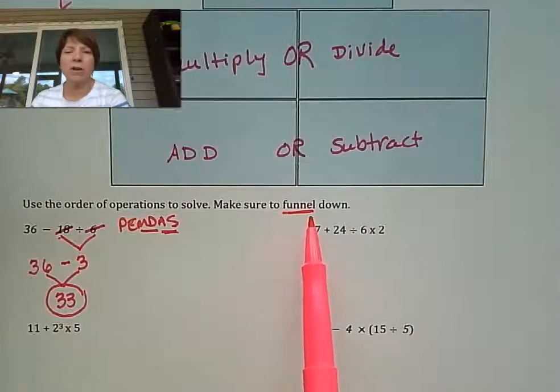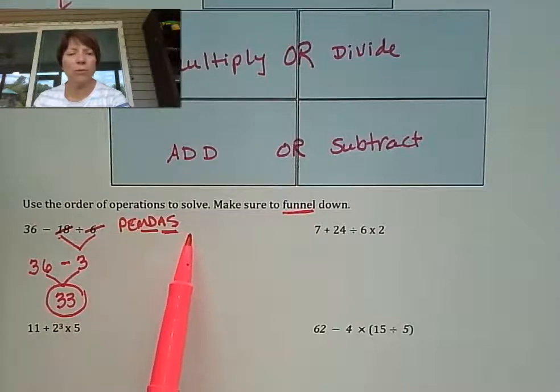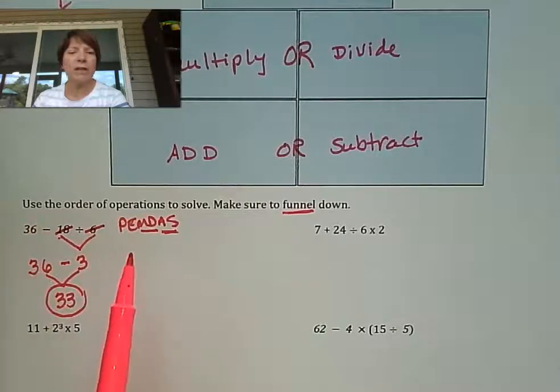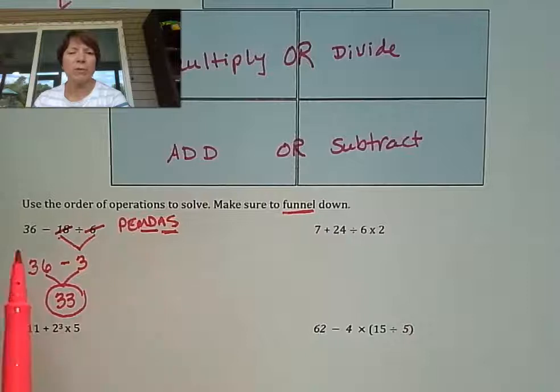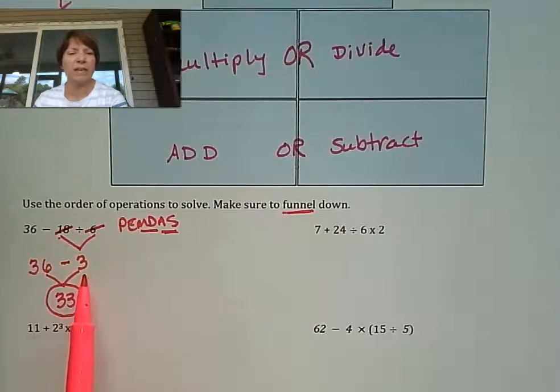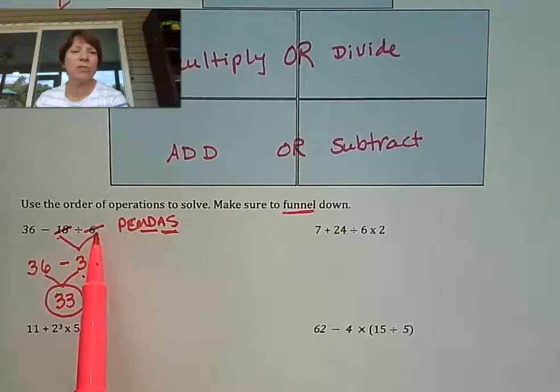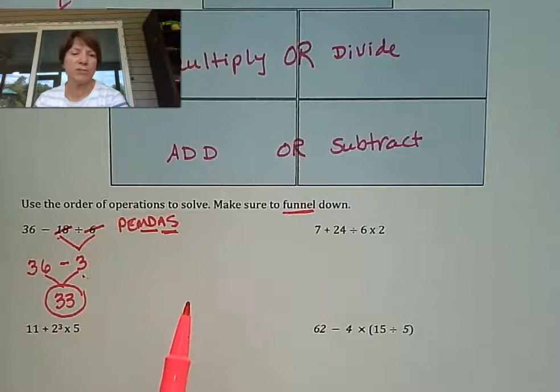All right, so let's look at how I did this first problem. I like to use a method called funneling down. First of all, I wrote my PEMDAS here just to remind me of the order in which I need to do things. I looked at my problem to see if I had any parentheses. There were no parentheses here. Then I looked at my problem to see if I had any exponents. There were no exponent problems here either. Then I looked for multiplying or dividing. I had a division problem. 18 divided by 6 gave me 3. I crossed out my 18 and my 6 because I'd used those and I didn't want to get confused and think I hadn't used those.